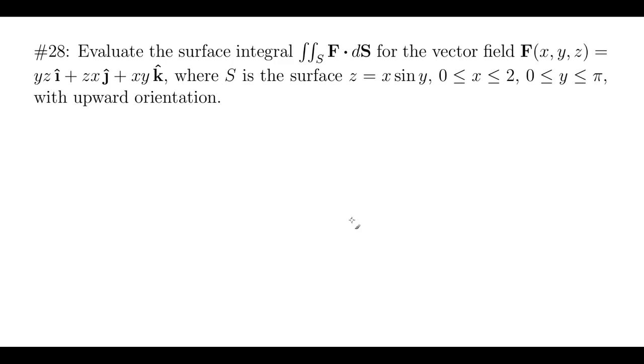Exercise number 28 from the textbook asks us to evaluate the surface integral over S of F dot dS. Notice that this is now a vector field we are integrating. For the vector field F given by yz, zx, and xy as the three components, where S is the surface z equals x sine y, where x goes from 0 to 2 and y from 0 to pi, so we have this nice rectangle with upward orientation.